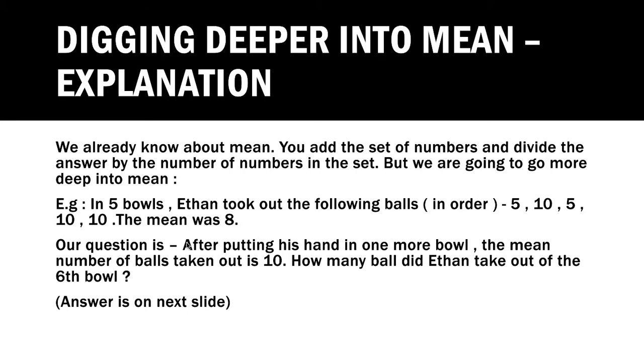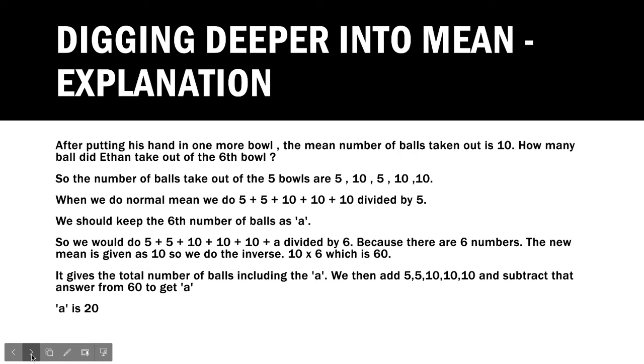Now our question is, after putting his hand in one more ball, the 6th ball, the mean number of balls taken out is 10. How many balls did Ethan take out of the 6th ball? We're going to see how to do this question, part number 2, on the next slide.